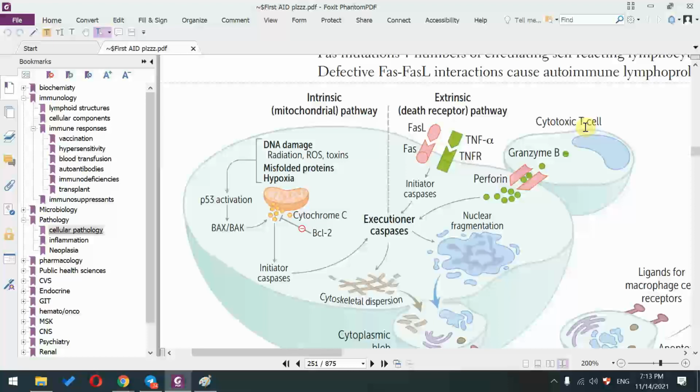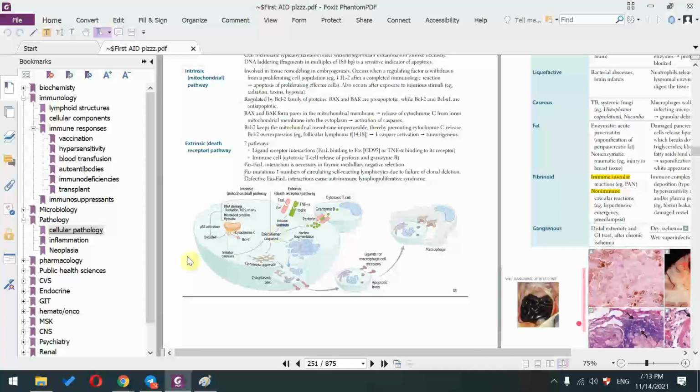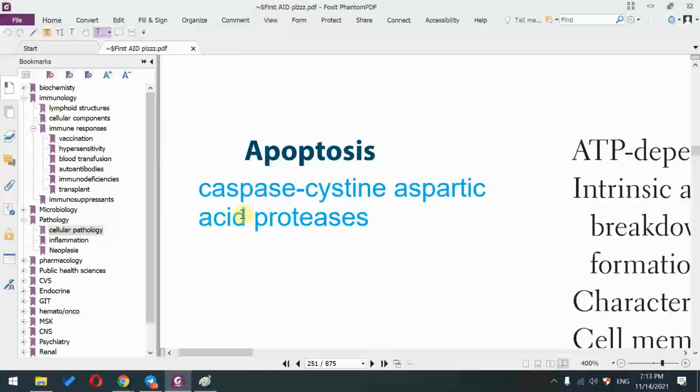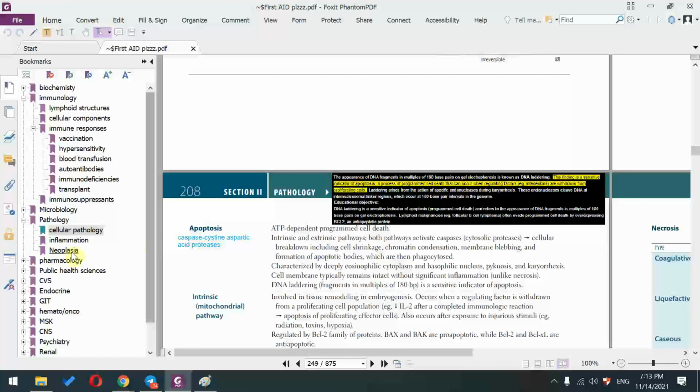So, the other hand he had was the Fas ligand, yes? So his Fas ligand activates the Fas, which induces caspases and thus leads to the destruction of the cell. Please know what caspase stands for. It stands for cysteine aspartic acid proteases. I know it's ridiculous, but you must know the name. Okay, next one.